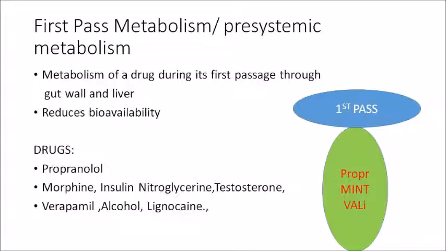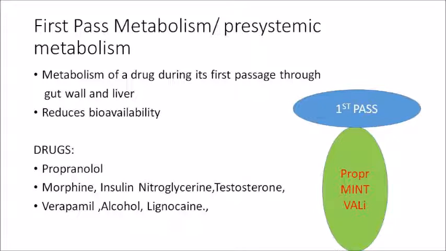Coming to first pass metabolism or pre-systemic metabolism. It is the metabolism of a drug during its first passage through the gut wall and the liver. So it is applicable only in case of orally administered drugs, or the enteral route. When the drug is passing through the gut and the liver, its metabolism already starts happening. This will reduce the bioavailability of the drug.